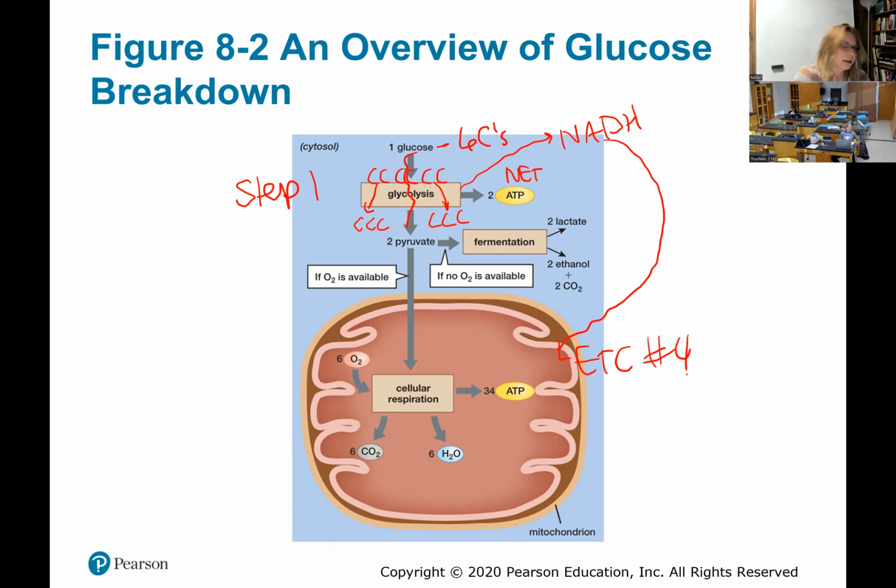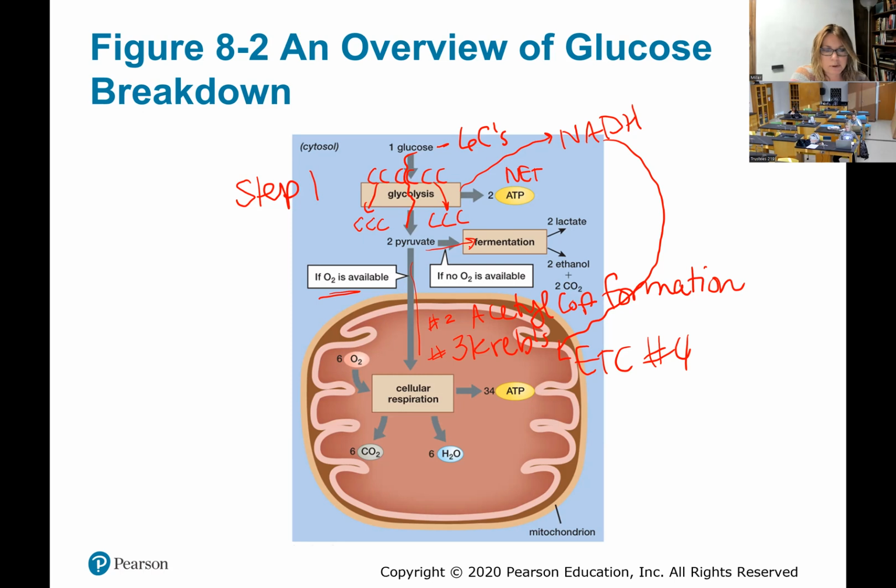Okay, now after glycolysis, if there's oxygen present, like in our cells, pyruvate is going to go to step 2, which is acetyl-CoA formation, or sometimes called acetyl-CoA synthesis, or the prep step. And then step 3 is the Krebs cycle. And step 4 would be the electron transport chain. If there's no oxygen present, and we'll talk about this at the end of the chapter, pyruvate can then enter what's called fermentation. And it just kind of breaks down the pyruvate a little bit further in a different way.